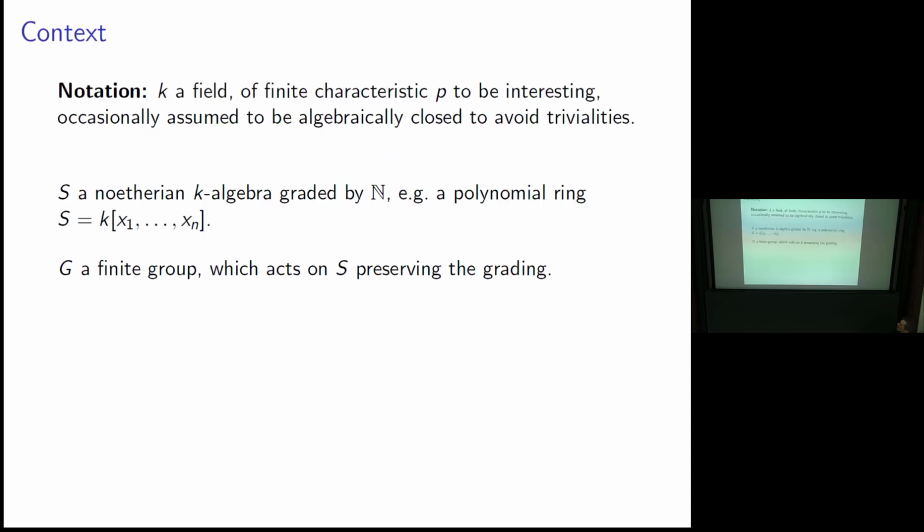So what's the context? I'm quite flexible about the context really, but just to fix something, you have some Noetherian algebra, and it's graded. I can relax the grading. G is a finite group. Probably I want to stick to finite groups. But it's a group and it acts on a ring in a nice controlled way. The obvious example is a group that acts on a polynomial ring, preserving the grading, but there's all sorts of other examples.